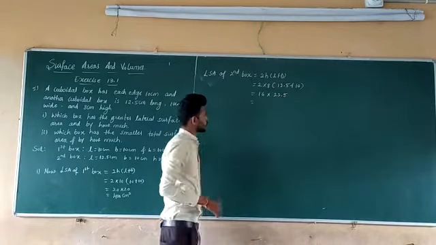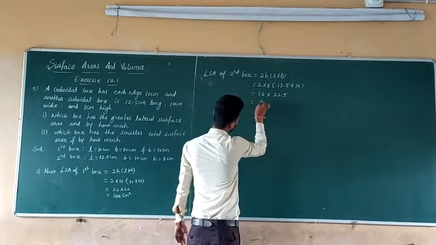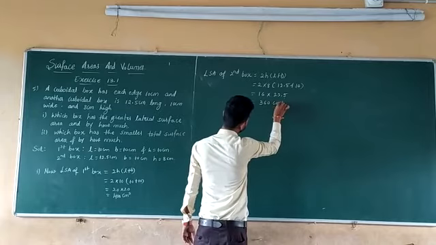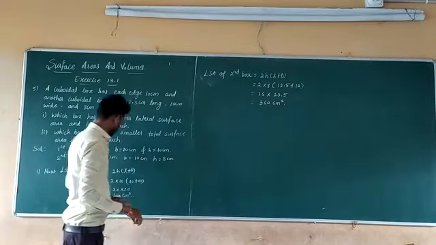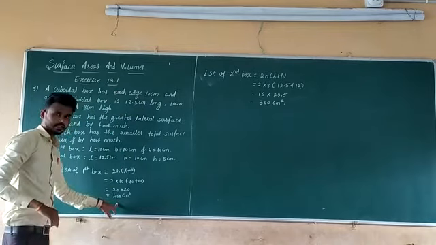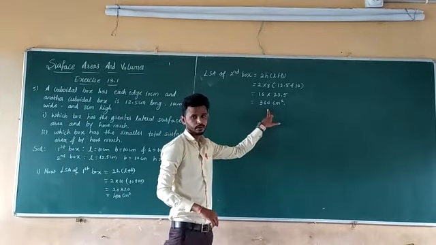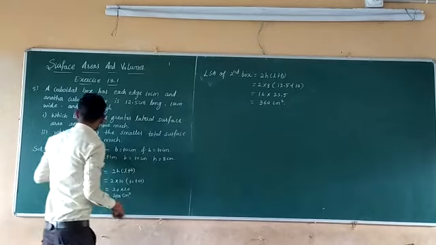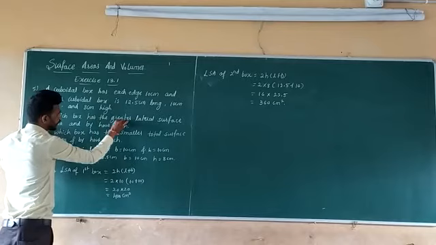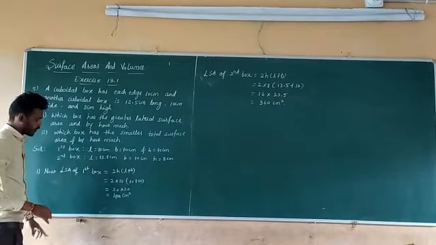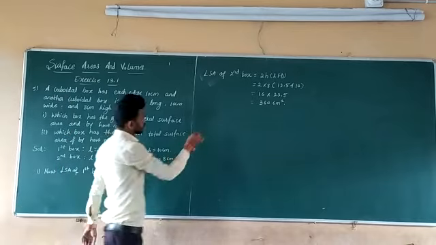So it is 16 into 22.5. You will get 360 centimeter square. So LHA of first box is 400 centimeter square and LHA of second box is 360 centimeter square. Now what does the first question ask? Which box has the greater lateral surface area? So which one? That is first box.